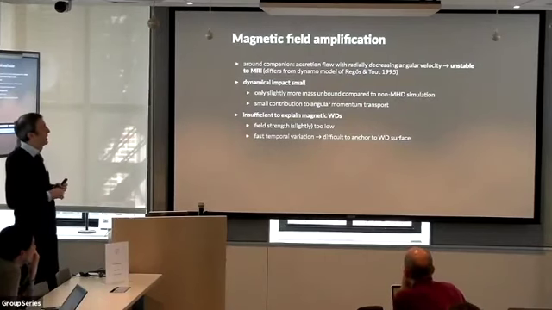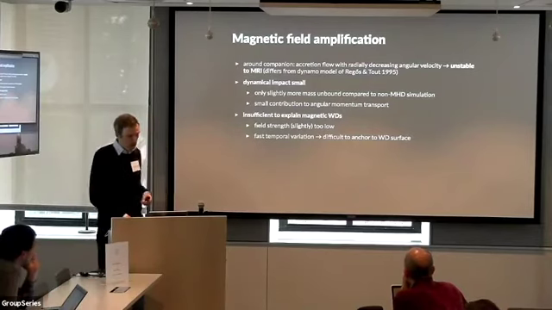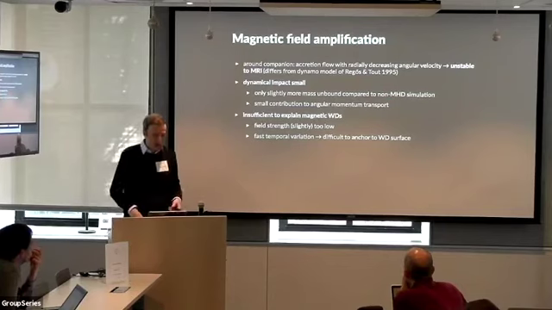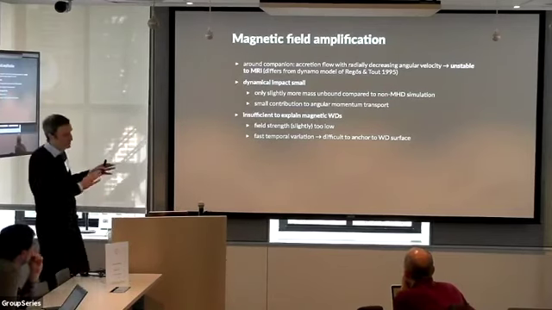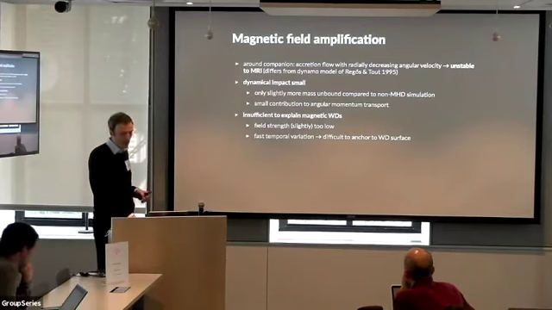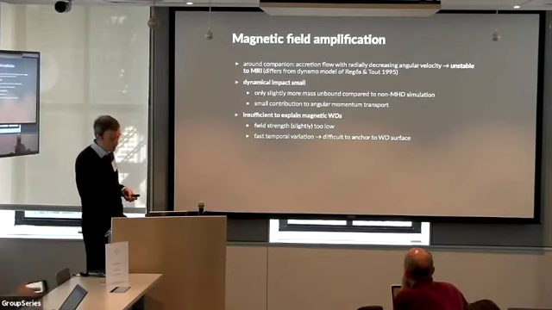So the dynamical impact is rather small. We get only slightly more material ejected than in the non-MHD simulation, and the magnetic field strength that we find is still too low to explain magnetic white dwarfs. And it's also not clear how to anchor these rapidly changing magnetic fields on the white dwarf surface.